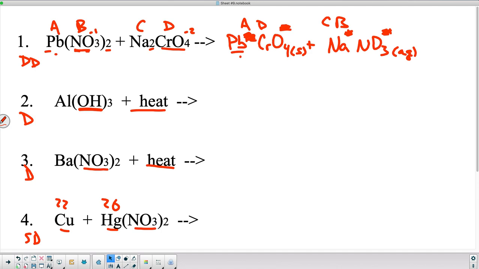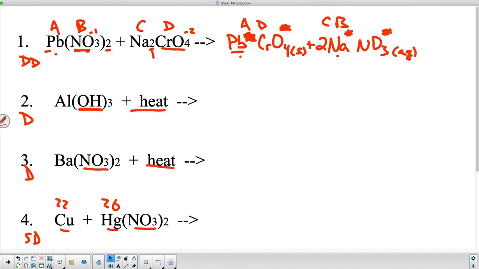1 Pb, 1 Pb. Two NO3s, I only have one over here because there's no parentheses, and I put a 2 in front to get 2. That means I have 2 Nas. Over here I have 2, so that also works out. 1 CrO4 and 1 CrO4. So all I have is a 1, 1, 1, 2. So let's take a look at number 3.